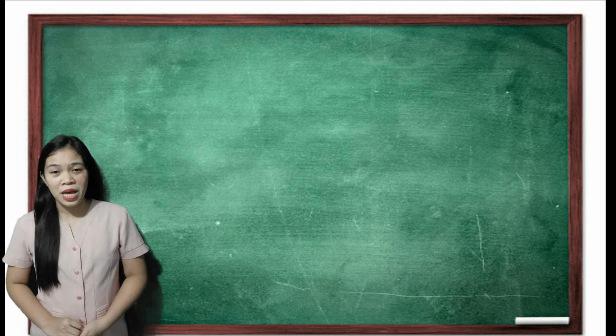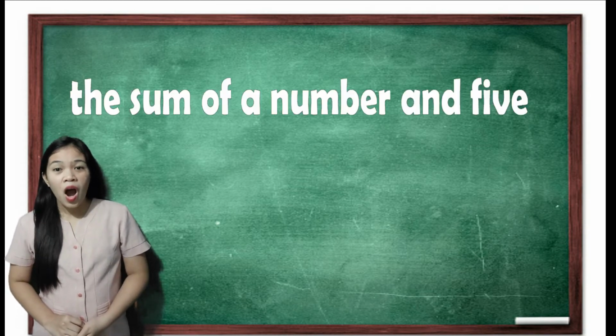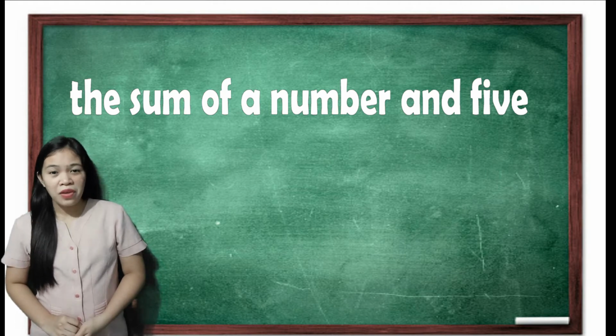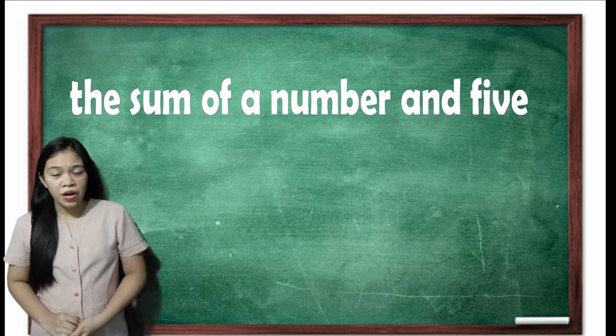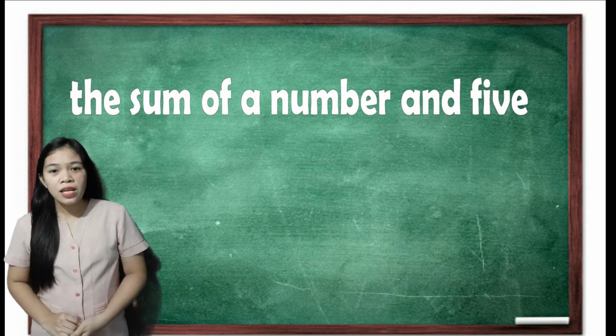Let's have the first example. The verbal phrase is the sum of a number and 5. We will translate it by representing the unknown number by a variable. Remember that a variable is any symbol or letter that represents an unknown. Meaning to say, we can use any letter of the alphabet to represent it. And the commonly used variable is x.